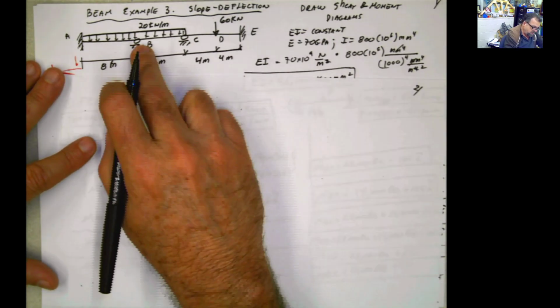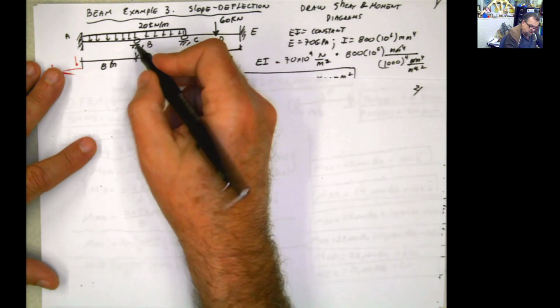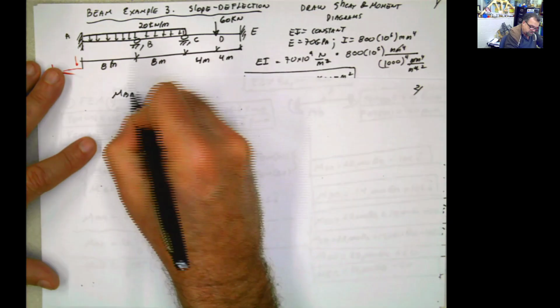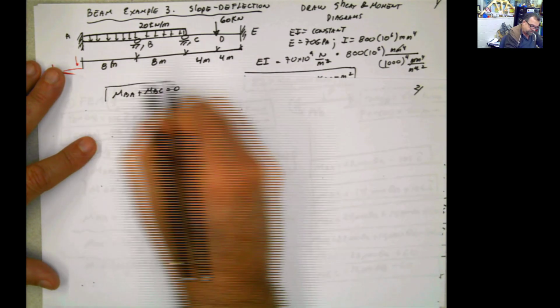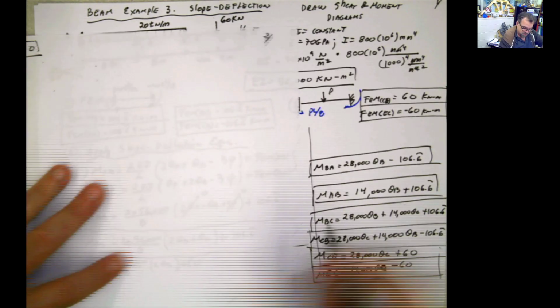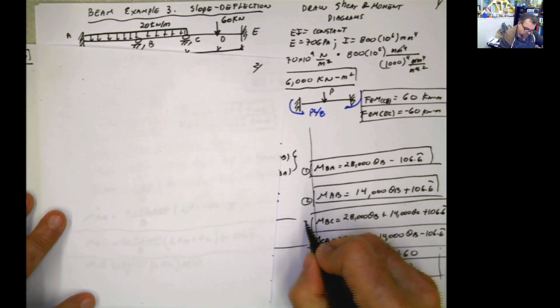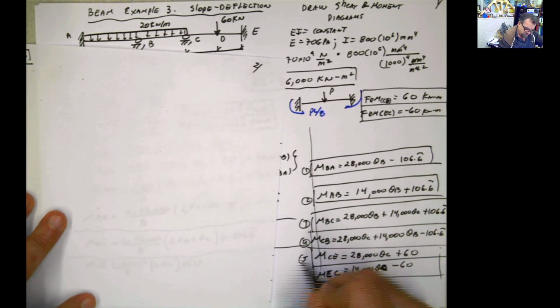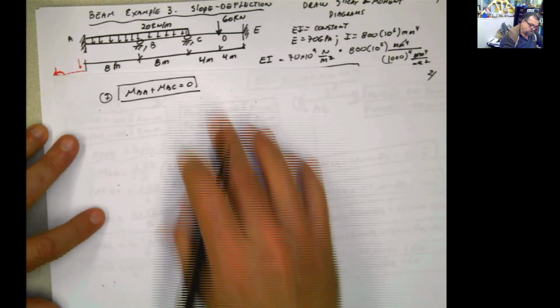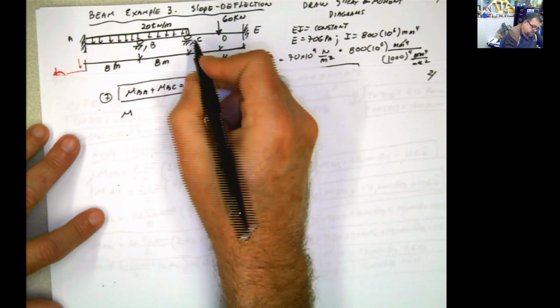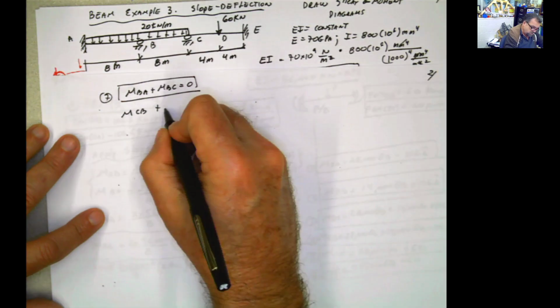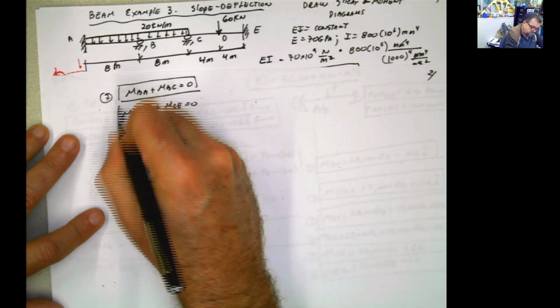Now if you look at the joint B, the moment BA plus the moment BC has to be 0. That's another equation. I'm going to number these equations. So 1, 2, 3, 4, 5, 6, 7. And if you look at the joint C, moment CB plus moment CE is also 0. And then you have 8.